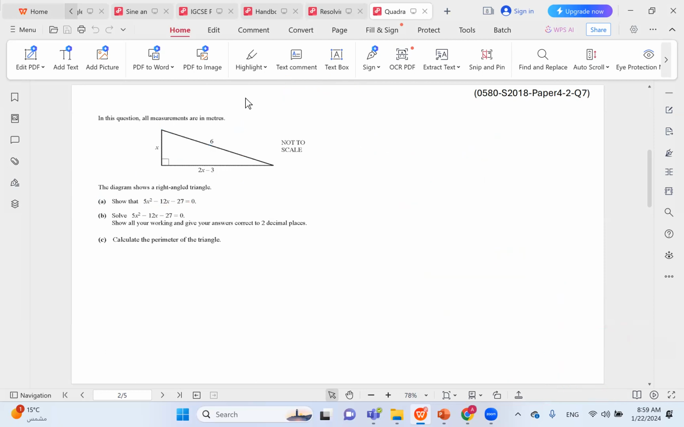Next, we have question B, which says solve this equation, show all your working and give your answers correct to 2 decimal places. So if you're required to show your working, you cannot just use the calculator to find the final answers. This wouldn't work here. You have to use the quadratic formula.